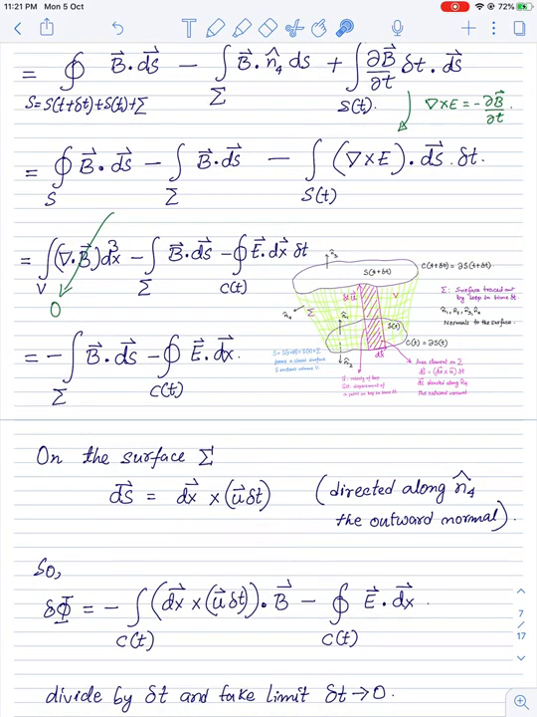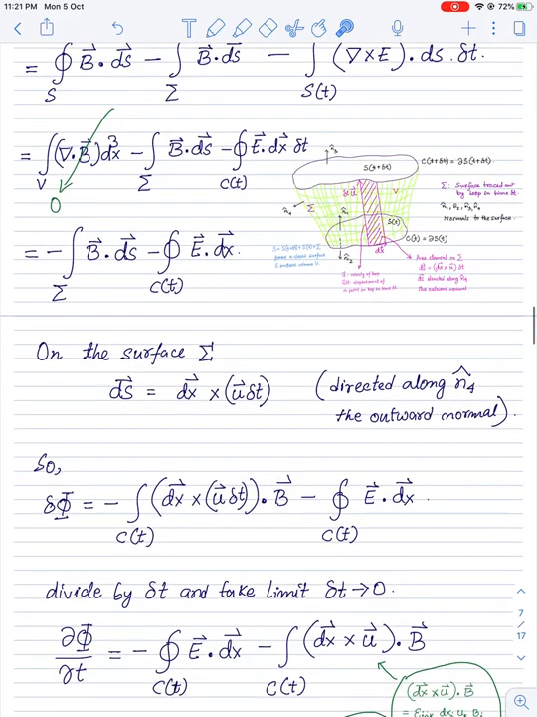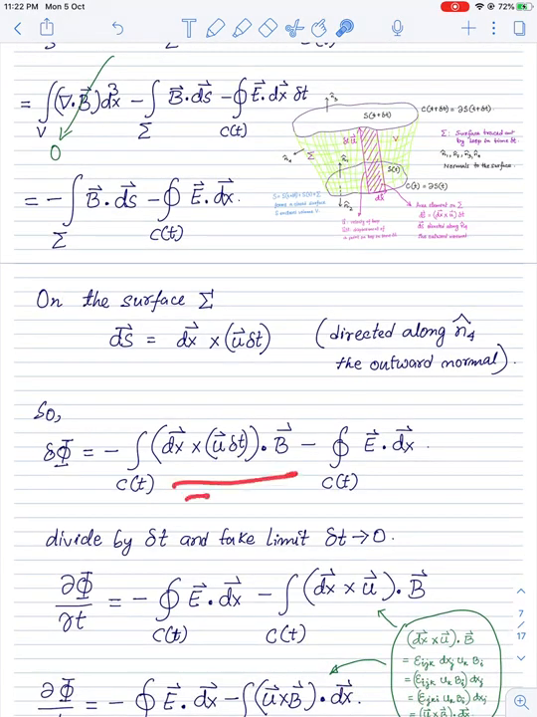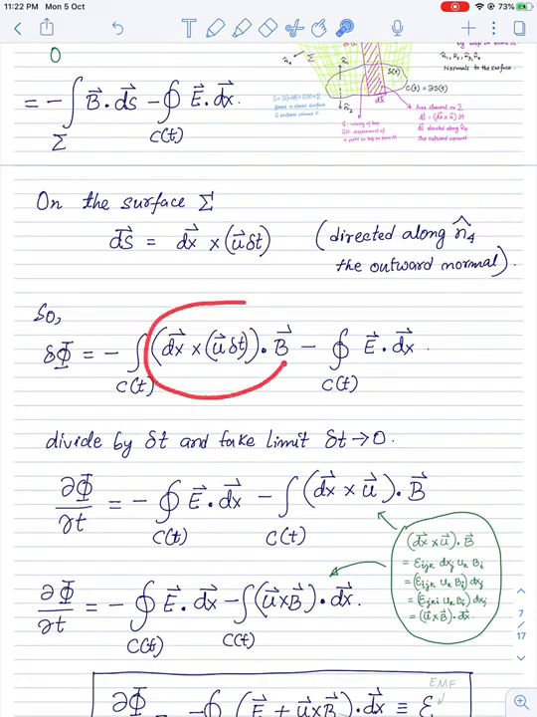So here we are going to take this dS, which is basically dx times this displacement vector, and so this is the area element on the surface sigma, which is pointing outwards. Now if we plug it back in here, this essentially is dS dot B. That is the flux. This remains as the line integral of the electric field.